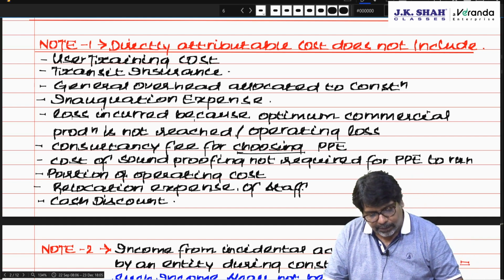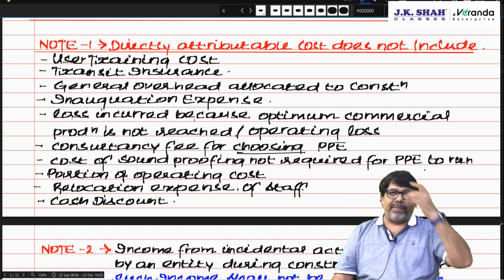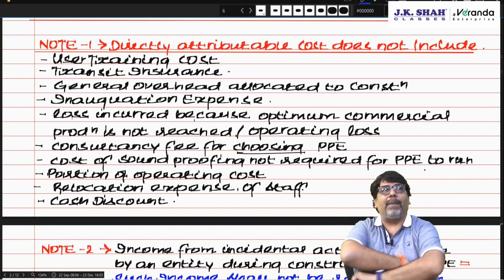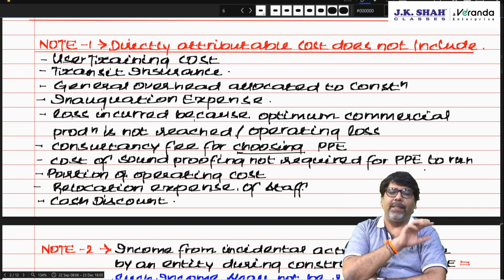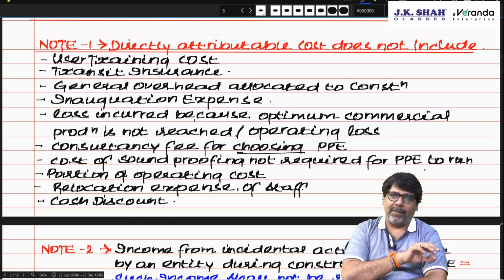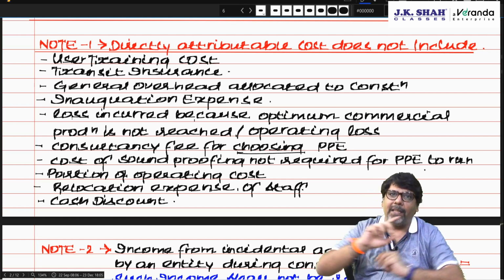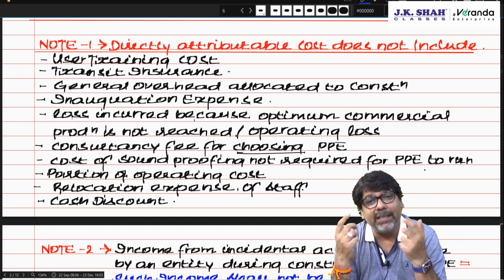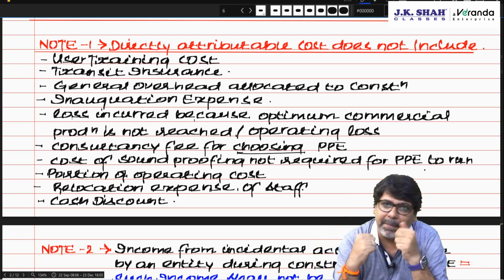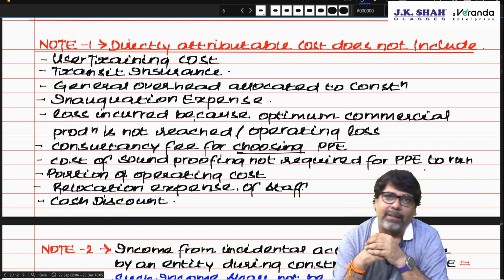Cost of soundproofing not required for PPE to run. Now, this is a studio where I am recording this lecture. It's a soundproof studio. Chartered, this soundproofing is mandatory because of the recording purpose. So, soundproofing cost should be added to the cost of the studio. Yes, but Chartered, this soundproofing will help me or the people sitting outside? Sir, it helps you. So, the working of the studio requires soundproofing.